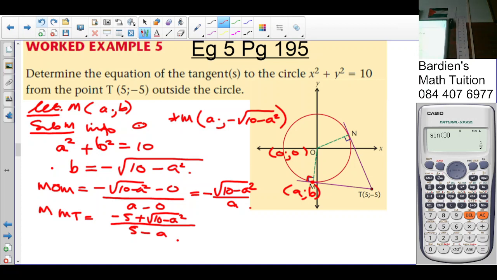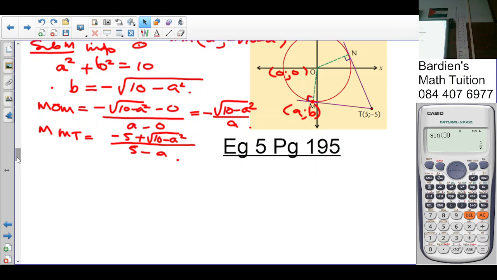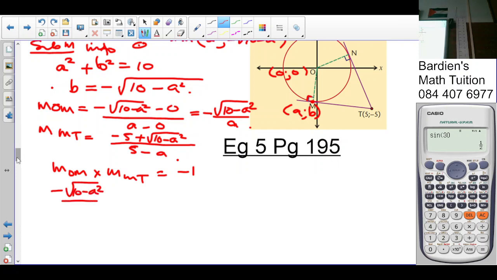Alright. So what we know from here is that the product of the two gradients must be equal to -1. Why? Because they are perpendicular. So we say that the gradient of OM times the gradient of MT is equal to -1. So what's your gradient of OM? It's negative root of 10 minus a squared over a, times the gradient of MT, which is negative 5 plus the root of 10 minus a squared over 5 minus a, is equal to -1.